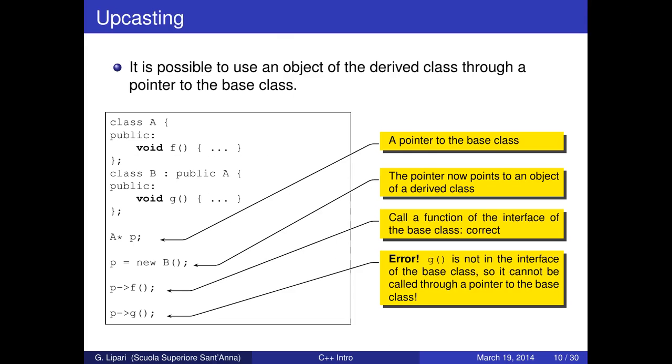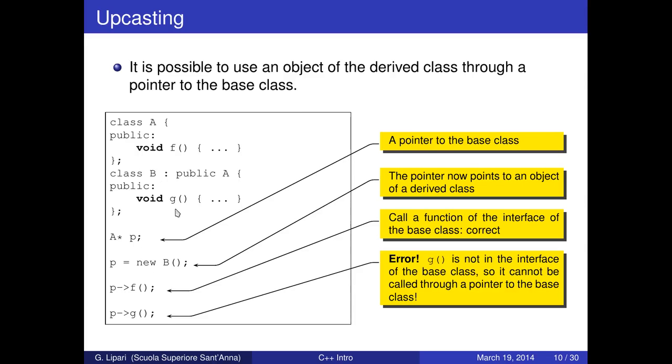However, this is going to be an error. What I have here is a pointer p which points to an object which is of type B. However, the pointer is a pointer to an object of type A. So the compiler at this exact point doesn't know what p is pointing to. It has no way to know that p is pointing to an object of type B, and so it doesn't know anything about the interface of B. So this one is going to be an error.